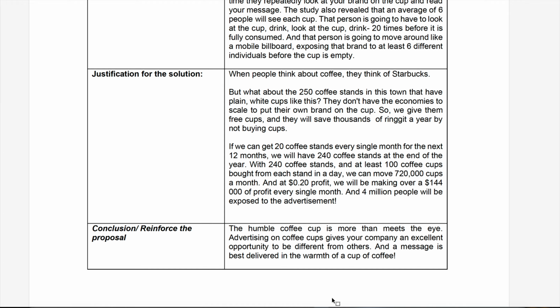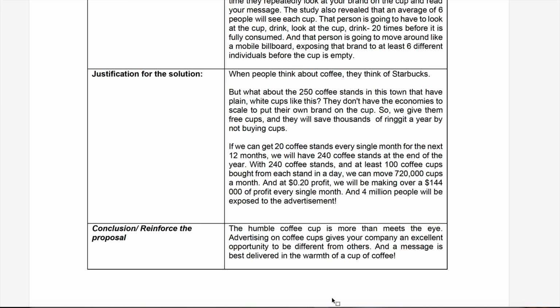But we all can think why people choose advertising on a coffee cup, because it's cheap, yeah. And then it's powerful and effective because people drink coffee every day. As you can see here, if we can get 20 coffee stands every single month for the next 12 months, we will have 240 coffee stands at the end of the year. With 240 coffee stands, at least 100 coffee cups are bought from each stand in a day. So imagine people drink coffee every day, and one coffee stand means like one coffee stall. So one stall is selling roughly about 100 coffee cups. Imagine people when they drink coffee.